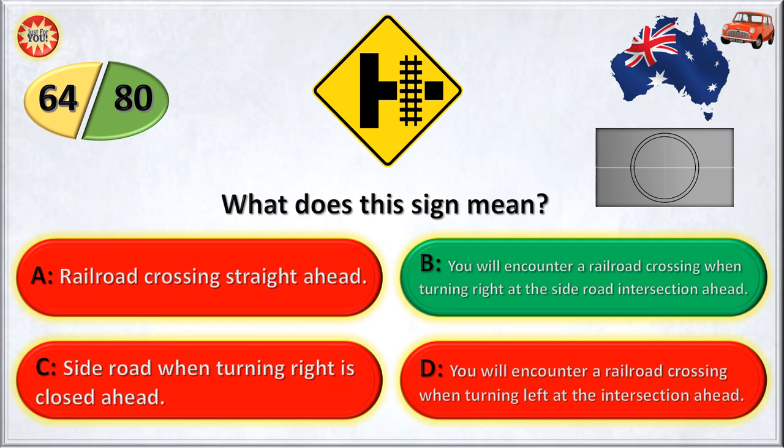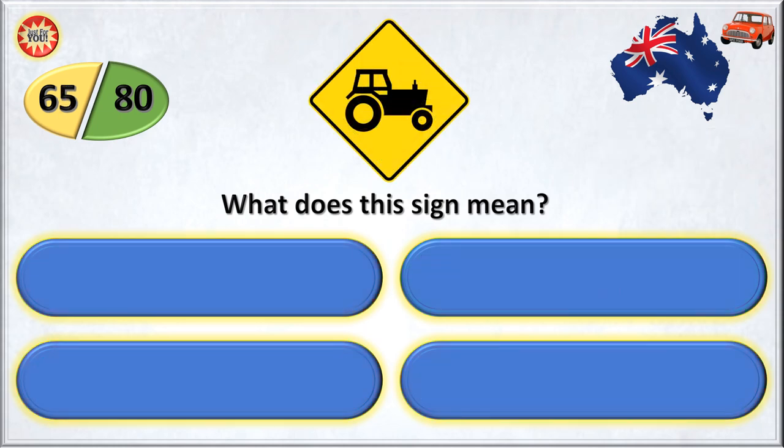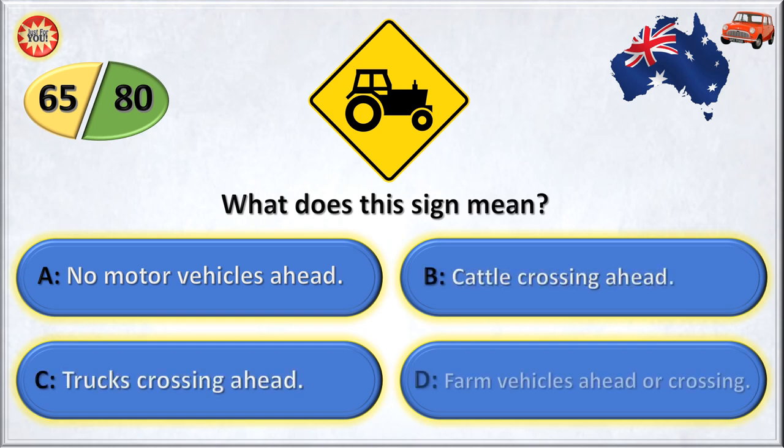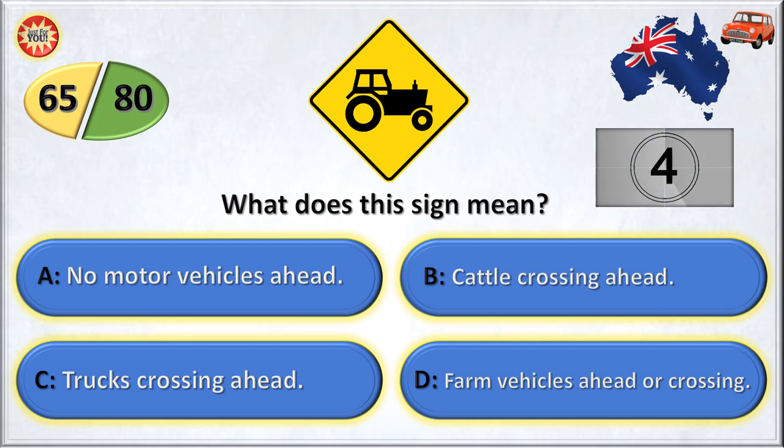You will encounter a railroad crossing when turning right at the side road intersection ahead. What does this sign mean? No motor vehicles ahead. Cattle crossing ahead. Trucks crossing ahead. Farm vehicles ahead are crossing. Farm vehicles ahead are crossing.